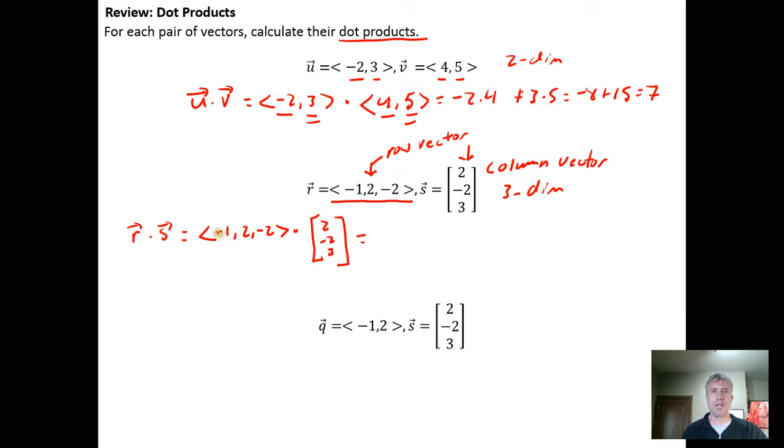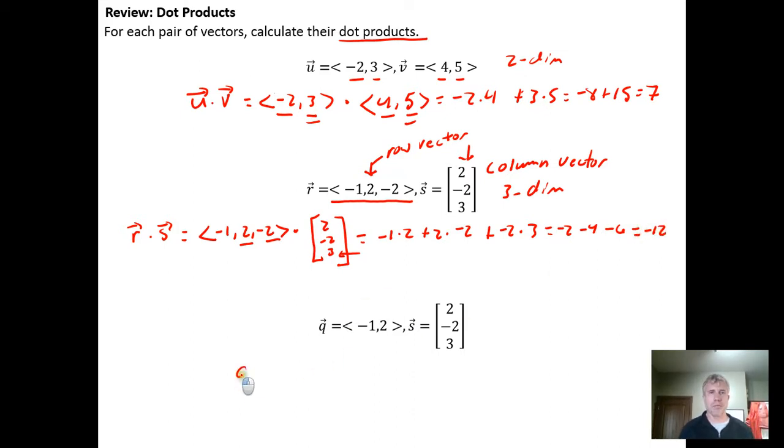So element 1 times element 1, negative 1 times 2, plus the second element 2 times the second element of the column vector, which is negative 2, so we get 2 times negative 2, plus, and now we take the product of the third components of each vector, so we get negative 2 times positive 3. It's going to equal negative 2 minus 4 minus 6, which is going to be equal to negative 12.